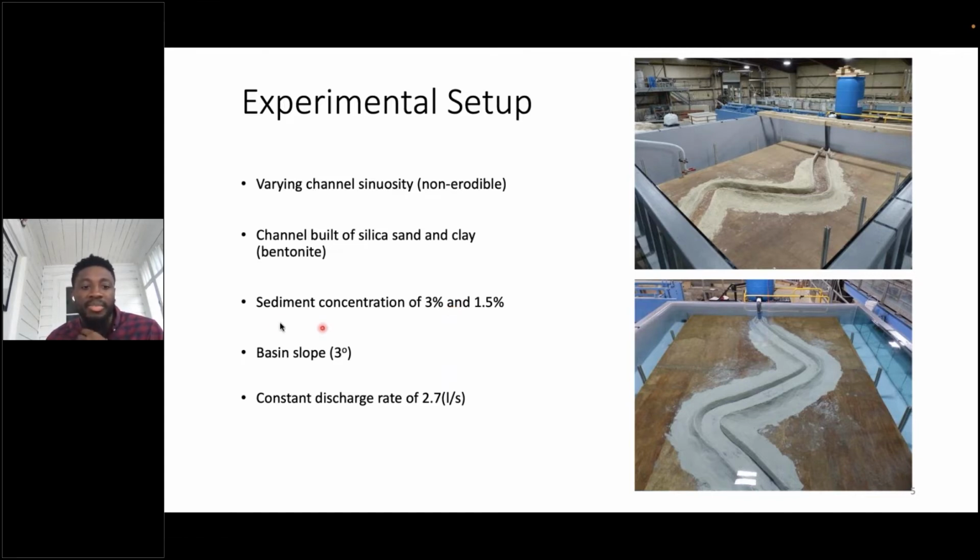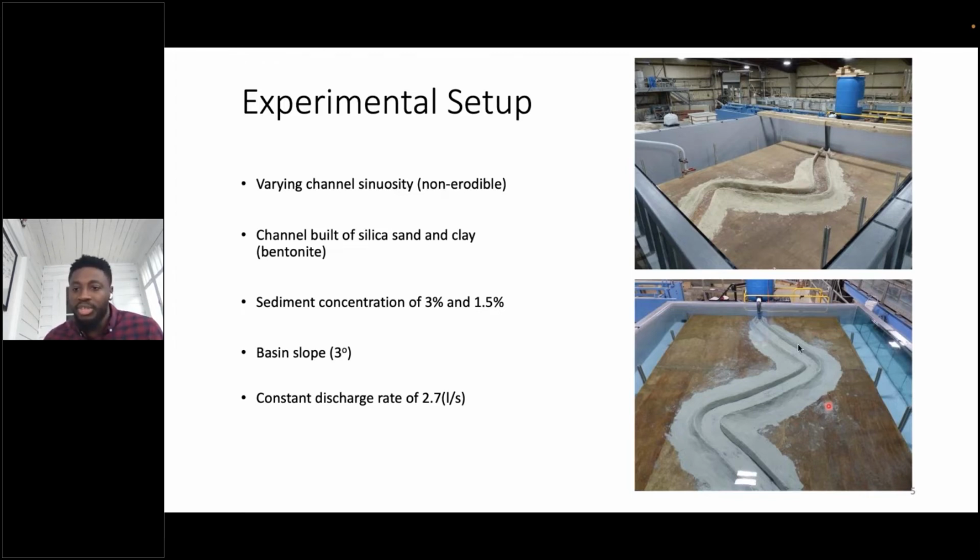For each of our channels, we sent turbidity currents of 3% and 1.5% through them. To properly isolate the effect of channel sinuosity and understand how it affects sorting and grain distribution, we kept the basin slope constant. The basin slope is the platform here where the channel is lying. It was held constant at 3 degrees, and we also had the turbidity current discharge rate at 2.7 liters per second throughout the experiment. Every other parameter, including the channel dimensions, was held constant. This is to properly help us isolate the effect of channel sinuosity.